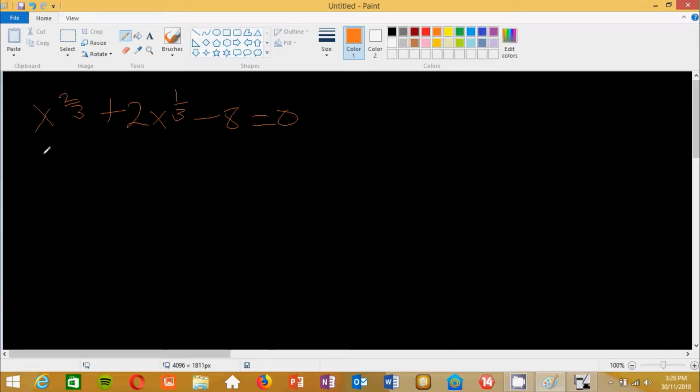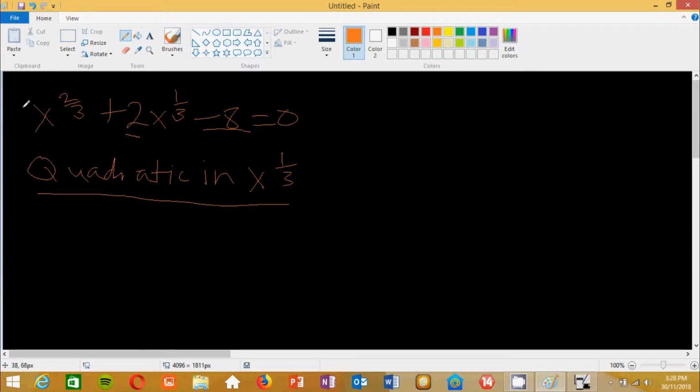If I look at this equation, I will realize that this is a quadratic in x to the power 1 over 3. Why? Because I'm beginning with x to the power 1 over 3 and I'm ending with x to the power 2 over 3, which is the square of that. So if I apply my same concepts, ax squared plus bx plus c, my b is 2, my c is negative 8, and my a is 1.